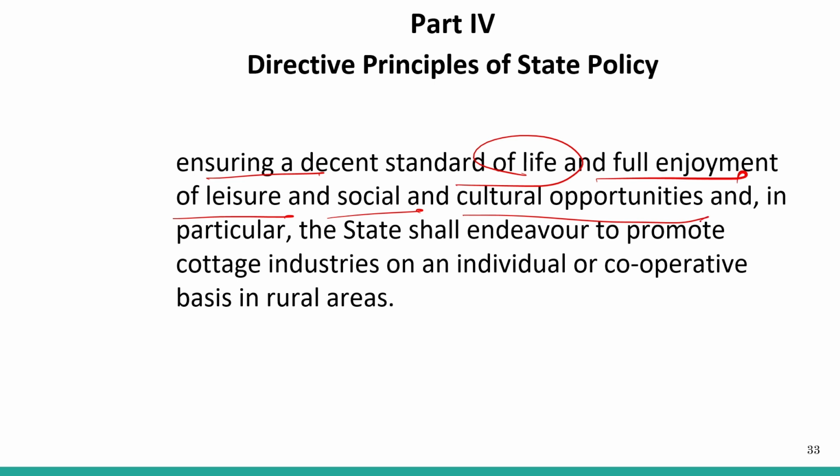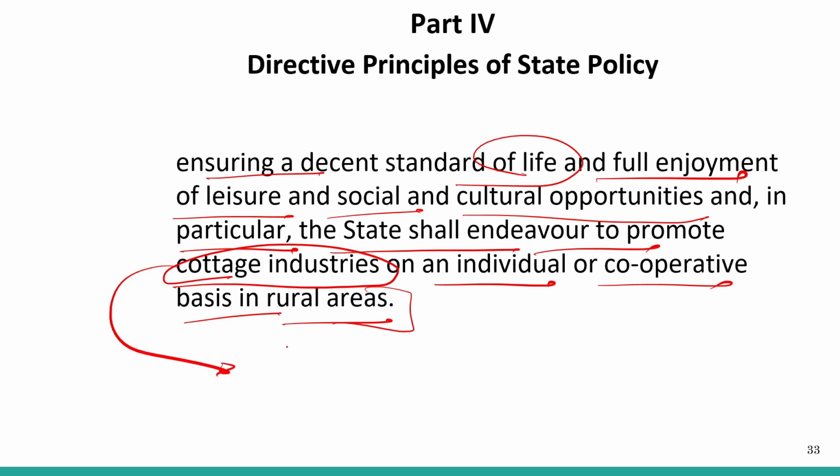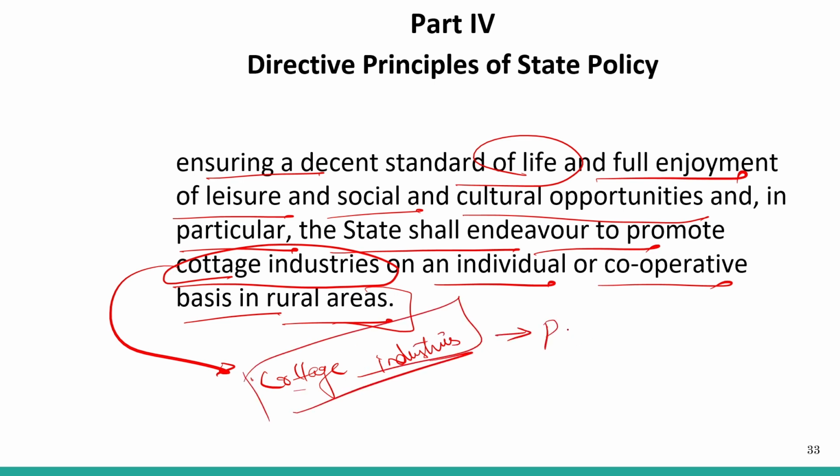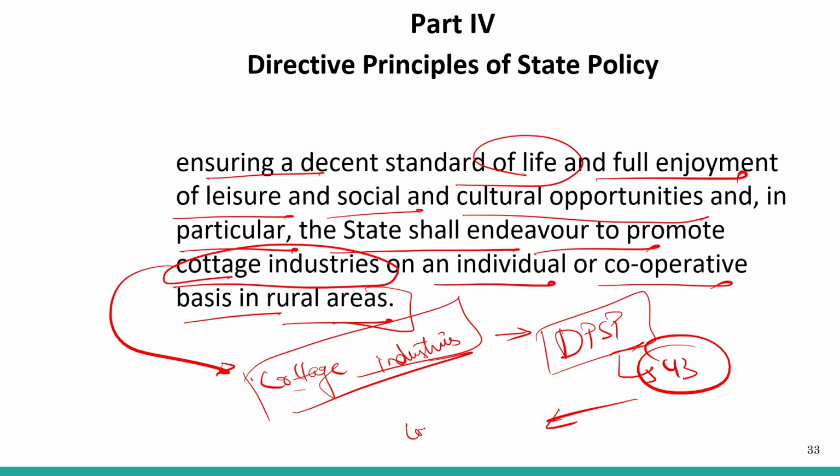And in particular, the state shall endeavor to promote cottage industries on an individual or cooperative basis in rural areas. So cottage industries is a focus which has been ensured by Article 43, and it is something that you need to remember: the promotion of cottage industries. Under which provision of the directive principles of state policy has it been mentioned? You will find it under Article 43, when you're talking about the conditions of workers.